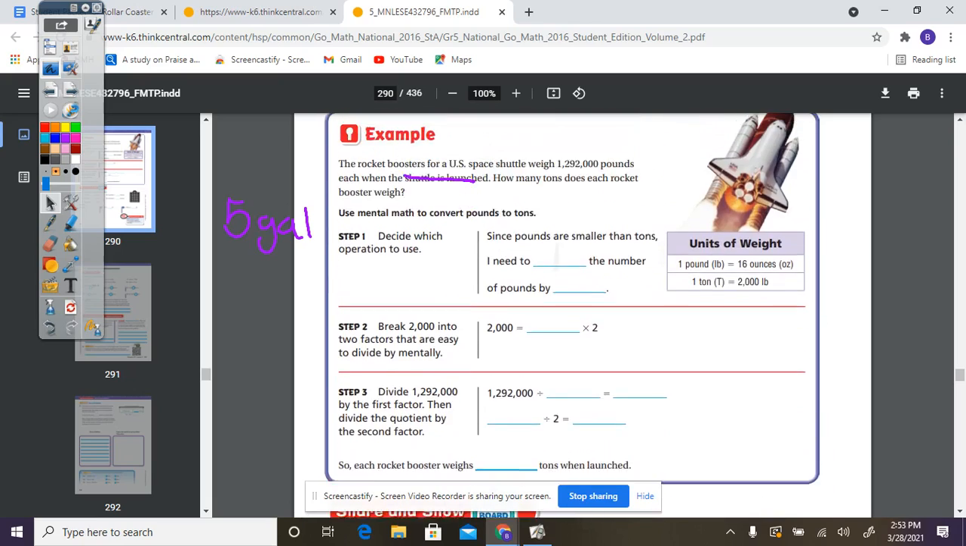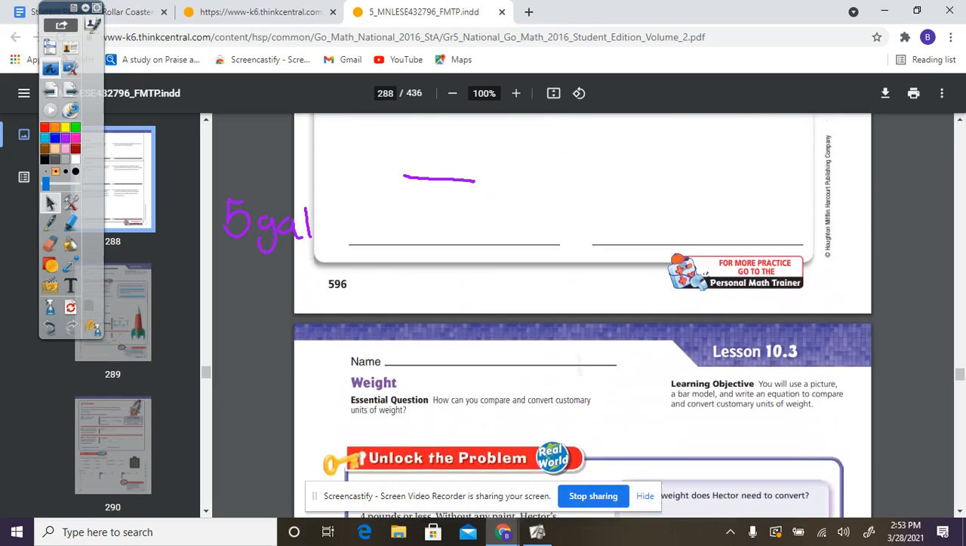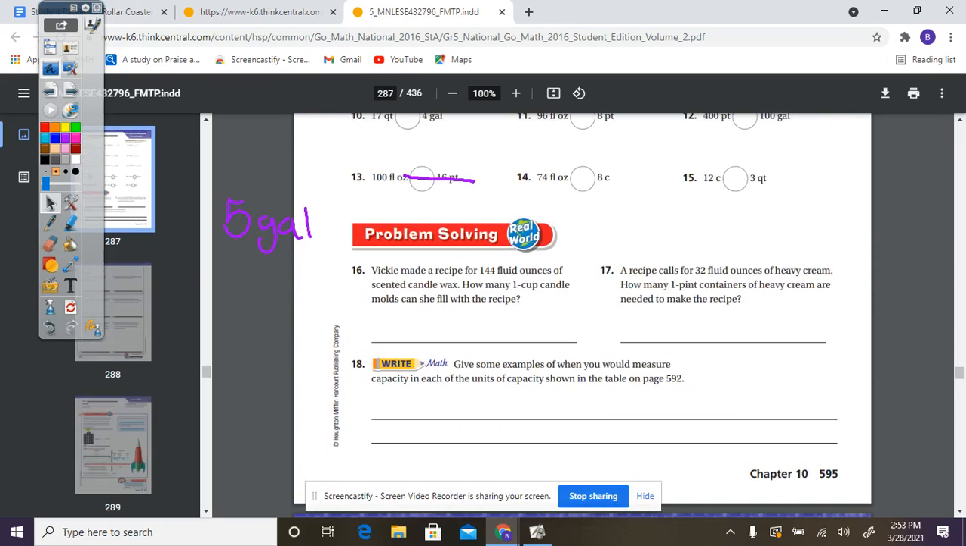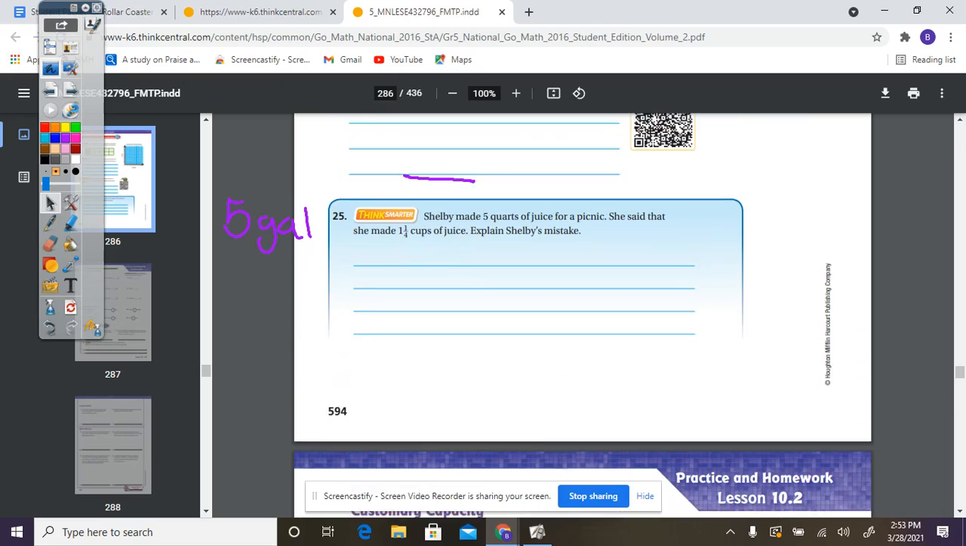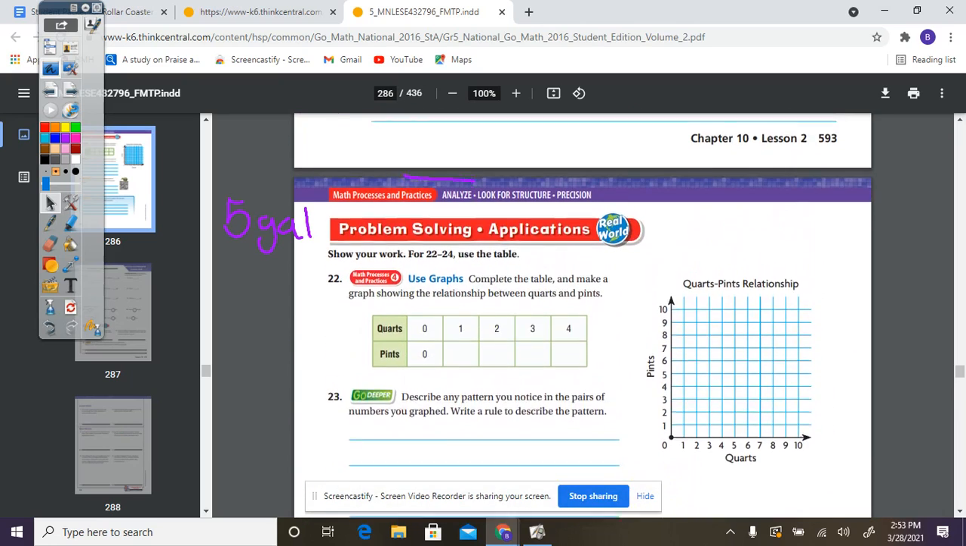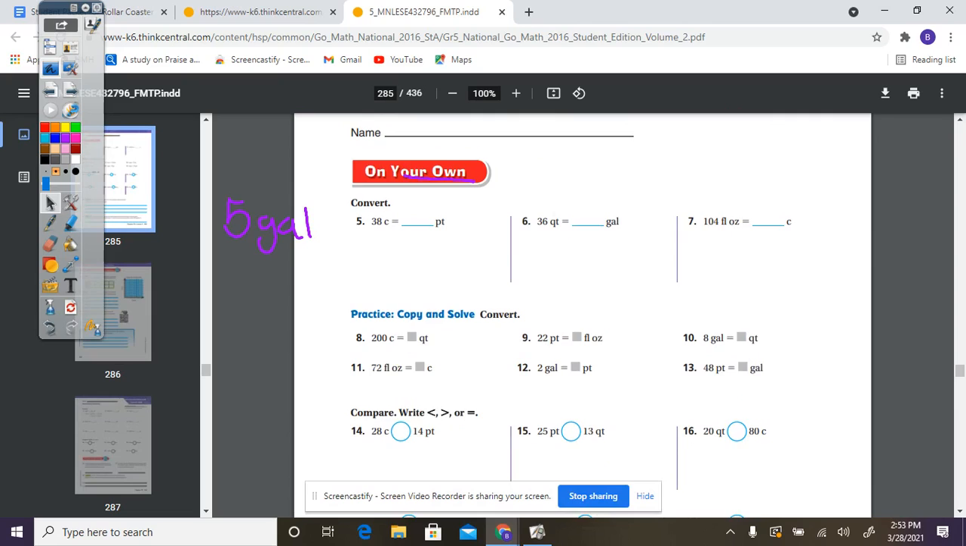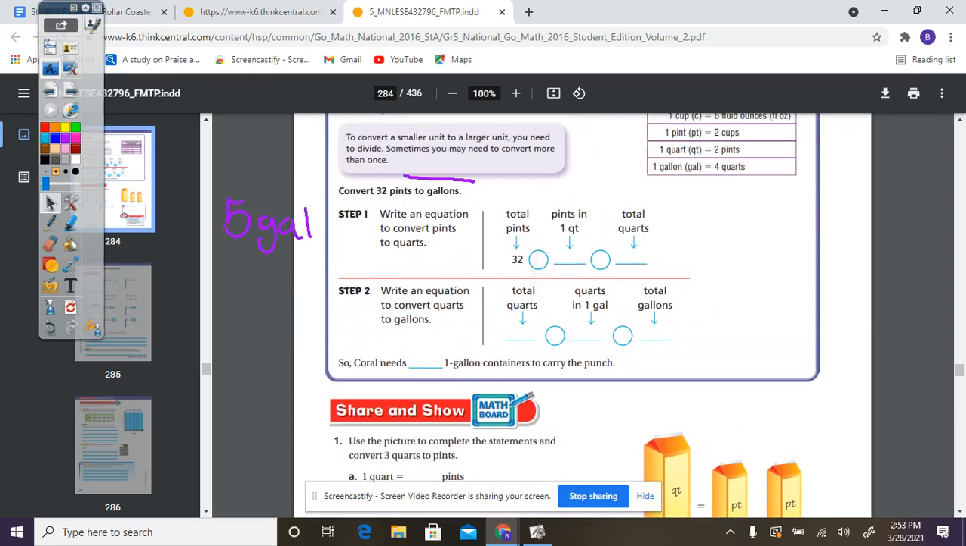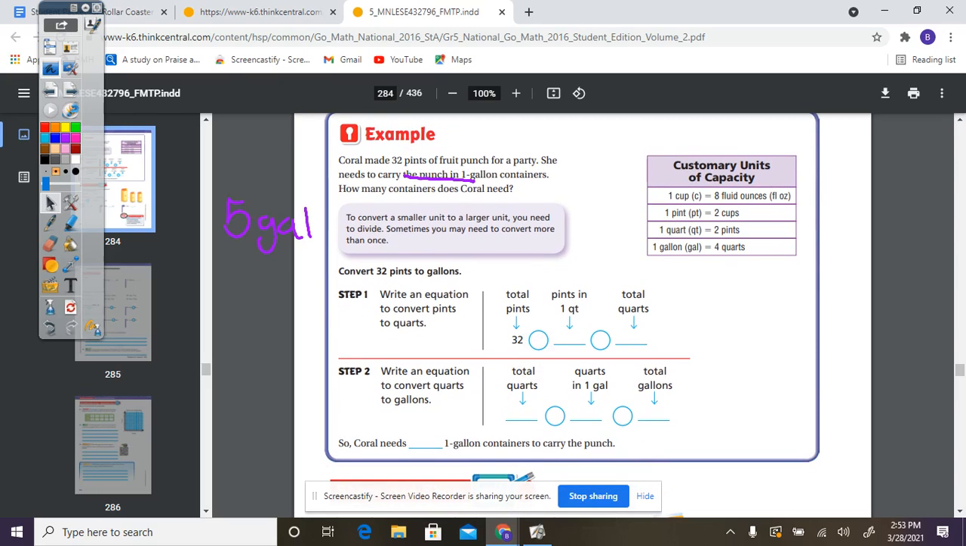way back here. We're getting close. I look all the way back at, I think it's on this page. Just kidding. It's on this page. There we go. So there's 8 fluid ounces in 1 cup. There are how many cups in a gallon? There are 16 cups in 1 gallon. 16 cups in 1 gallon. And there's 8 fluid ounces in 1 cup.